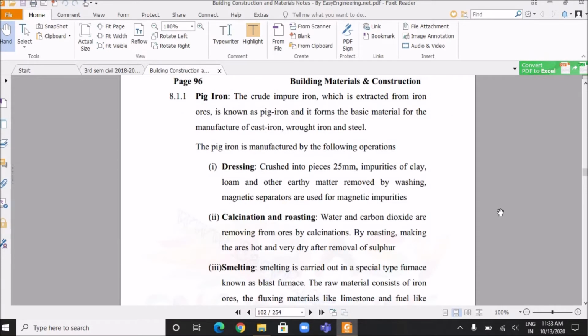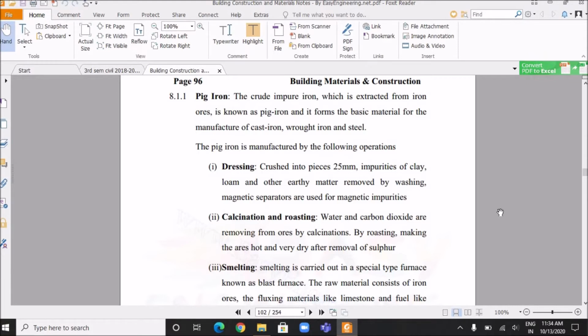Pig iron. The crude impure iron which is extracted from iron ores is known as pig iron and it forms the basic material for the manufacture of cast iron, wrought iron and steel. The pig iron is manufactured by the following operations. First one is dressing. Ore is crushed into pieces of 25 mm, and impurities of clay, loam and other earthy matter are removed by washing. Magnetic separators are used for magnetic impurities.